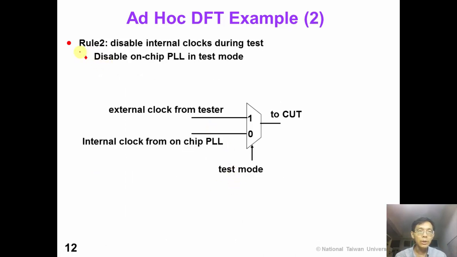This slide shows an example for rule number 2. Typically, we have internal clock from on-chip PLL. In normal operation mode, we apply this clock to the circuit. However, in test mode, the control signal is 1. We don't like internal clock. In test mode, we prefer to apply the clock from the tester so that we can directly control the operation of the circuit under test.